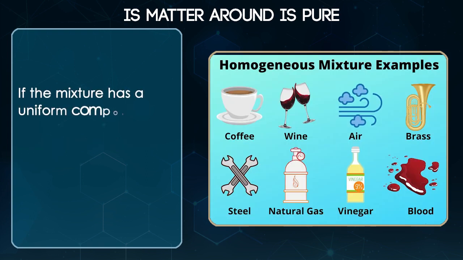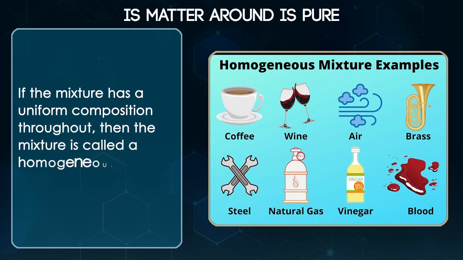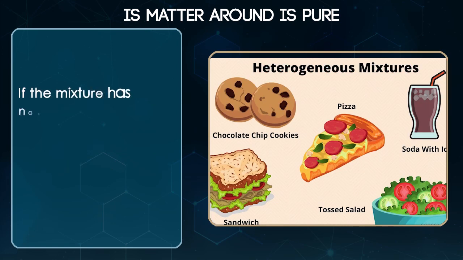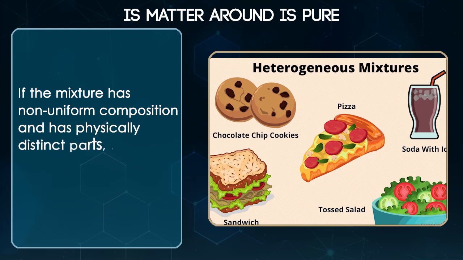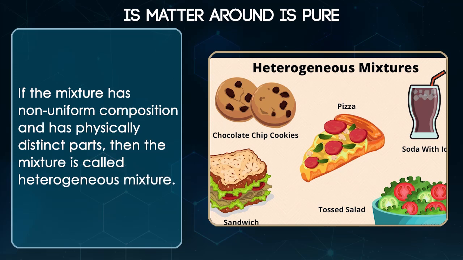If the mixture has a uniform composition throughout, then the mixture is called a homogeneous mixture. If the mixture has a non-uniform composition and has physically distinct parts, then the mixture is called a heterogeneous mixture.